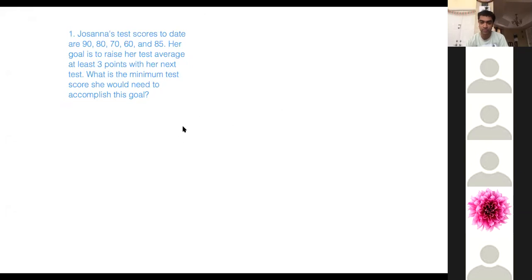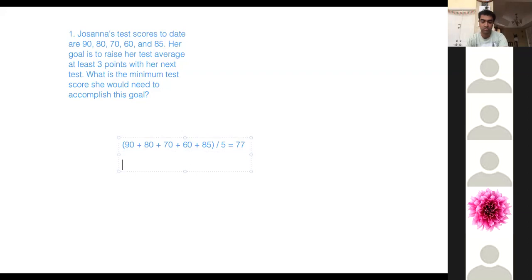Okay. So I found the average of her 5 test scores. I added them all up and divided by 5 because there were 5 tests, and I got 77. And 77 plus 3 is 80, and she needed 3 more points. She wanted to raise her test average by at least 3 points with her next test.